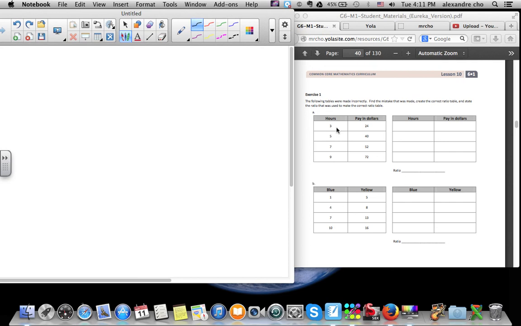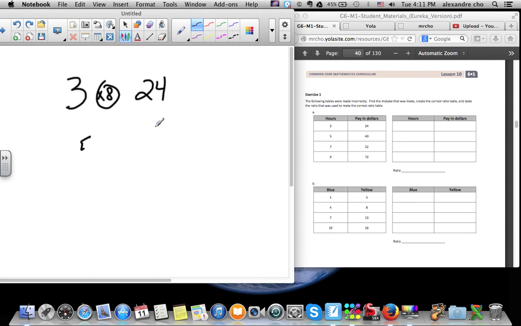So let's take a look at this. Look here on this side. It says that you work 3 hours, you get $24. You work 5 hours, you get $40. You work 7 hours, you get $52, and then you work 9 hours, you get paid $72. Hoping you know that there's a relationship. If you work 3 hours and you get $24, it means it was times 8.